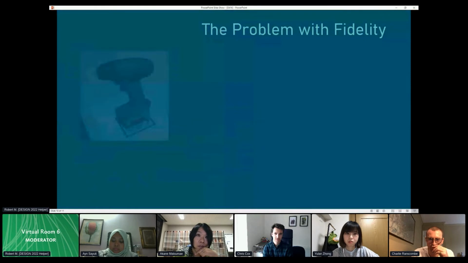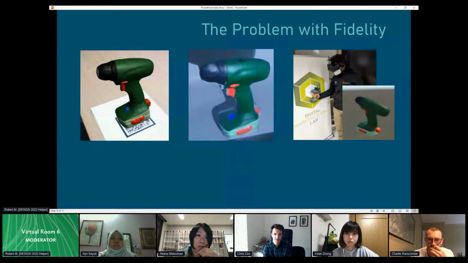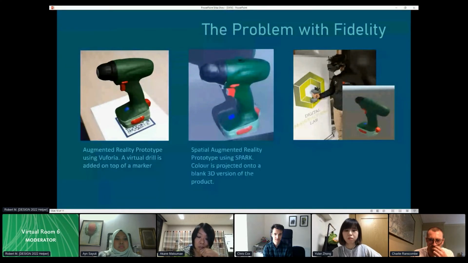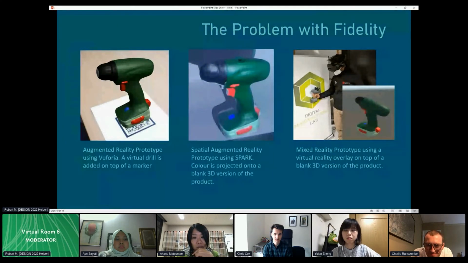For example, here are 3 different mixed reality prototypes of the same cordless electric drill. The first is a projection of a digital representation of the drill onto a physical marker when viewed through a camera. The second uses the Spark platform to project a virtual color map onto a blank 3D representation of the drill. The last example uses a virtual reality headset to project a fully colored virtual version of the drill over the position of the blank 3D representation, which can be interacted with. These prototypes would be difficult to place on the two-dimensional spectrum of fidelity previously described, as they all have elements of both high and low fidelity.